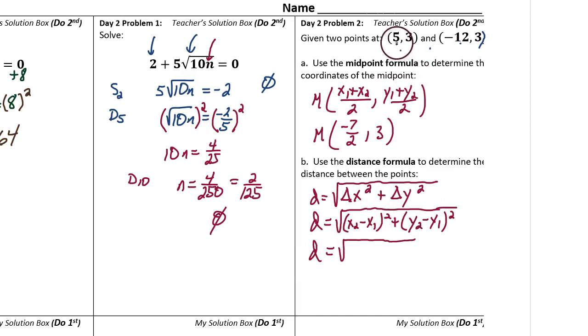The change in x is from 5 to negative 12. That's a change of negative 17 units. Now the change in y, from 3 to 3, that is a change of 0 units. Now evaluate the square root. It makes 17, because negative 17 squared is 289, and the square root of 289 is positive 17.